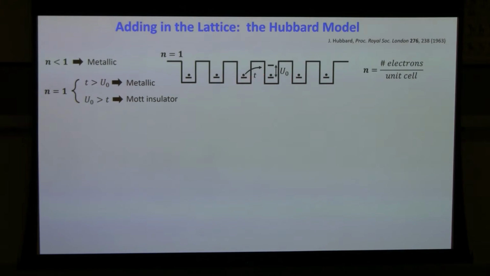But if the energy of double occupancy is much bigger than the kinetic energy, then the electrons cannot move along. They can't move because it costs too much energy. In this case, the electrons are frozen. And so you might think to yourself, hey, that's a Wigner crystal. But it's not a Wigner crystal. We call that a Mott insulator. And the reason it's not a Wigner crystal is because it's really the on-site energy of double occupation that's freezing the electrons. It's not the long-range Coulomb interaction.